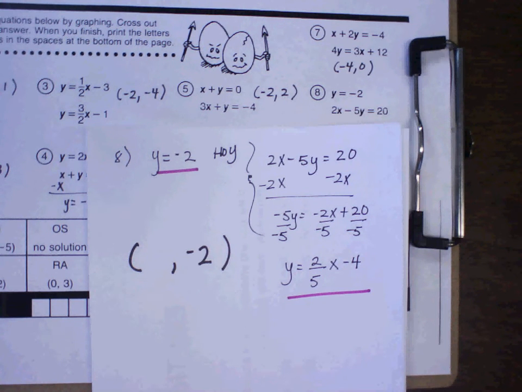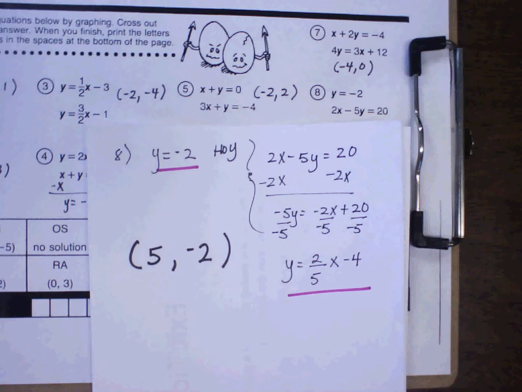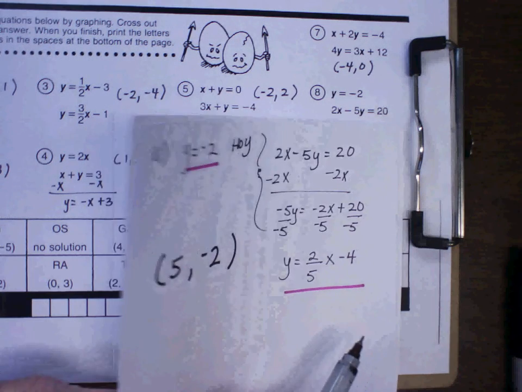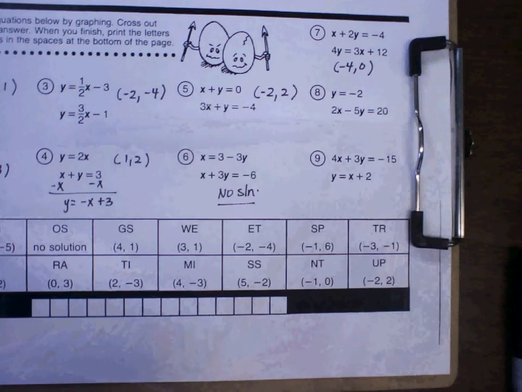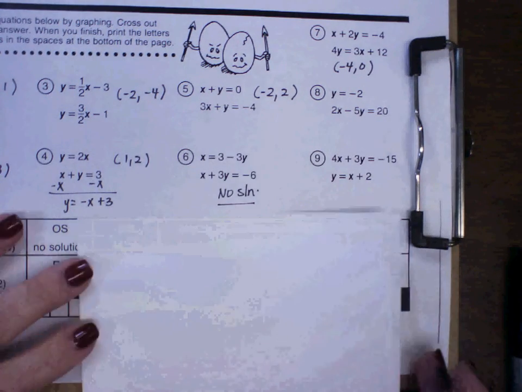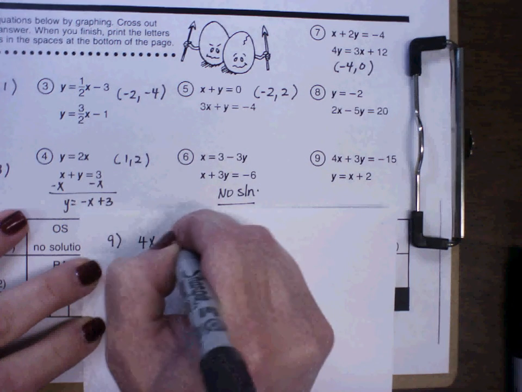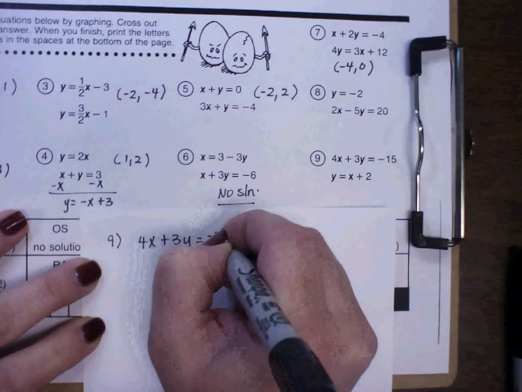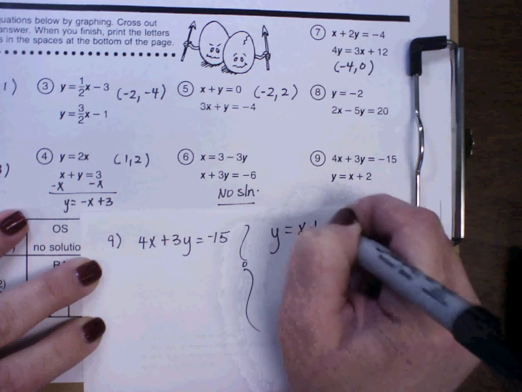All right. What do we got, babies? 5 and negative 2? Does everybody agree? All right. Let's do the last one. Pretty easy, right? Especially if you know how to solve for y. If you already got that down, this is a piece of cake. So number 9 is 4x plus 3y equals negative 15. And then the second one, we don't have to do anything for it, right? It's already solved for y.